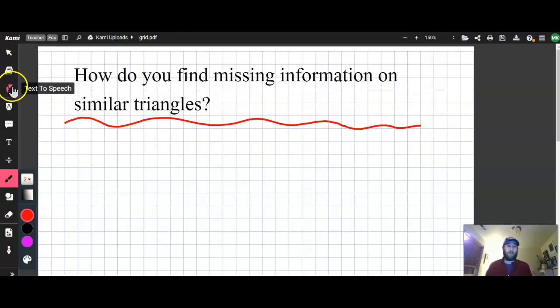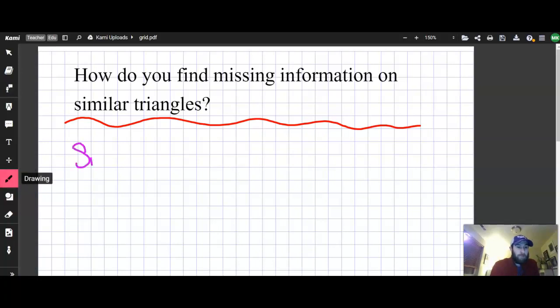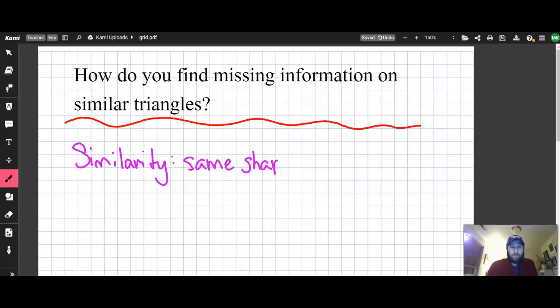And so, ladies and gentlemen, similarity, I'm going to use a different color here. Boom, purple, gray color. Similarity is the same shape and different size.